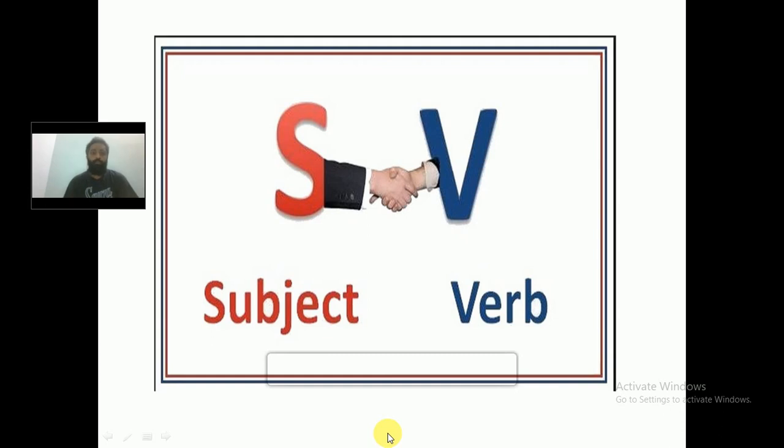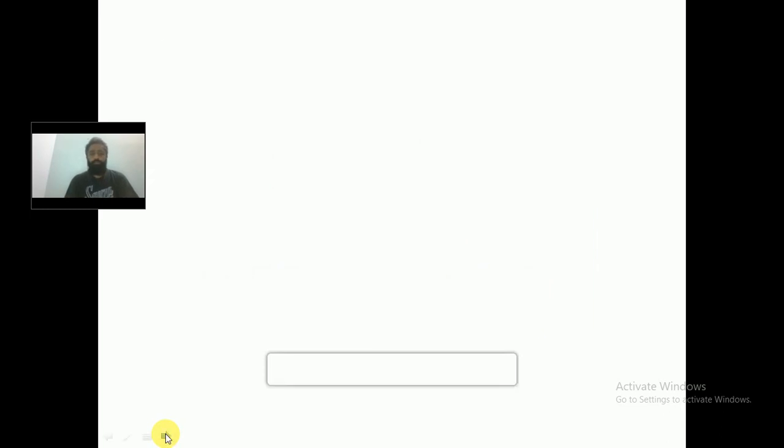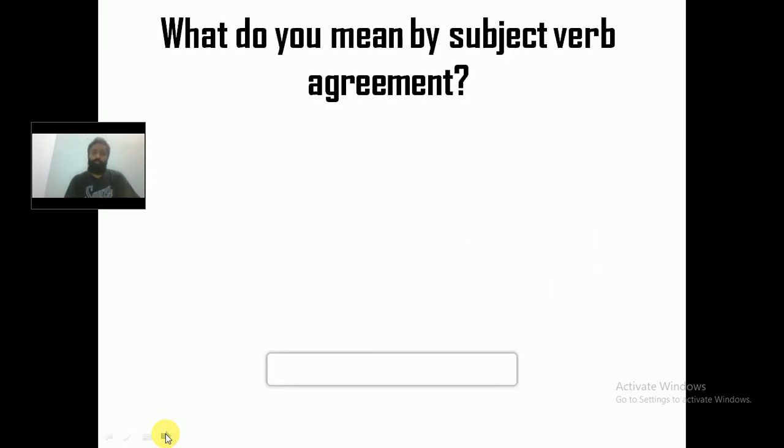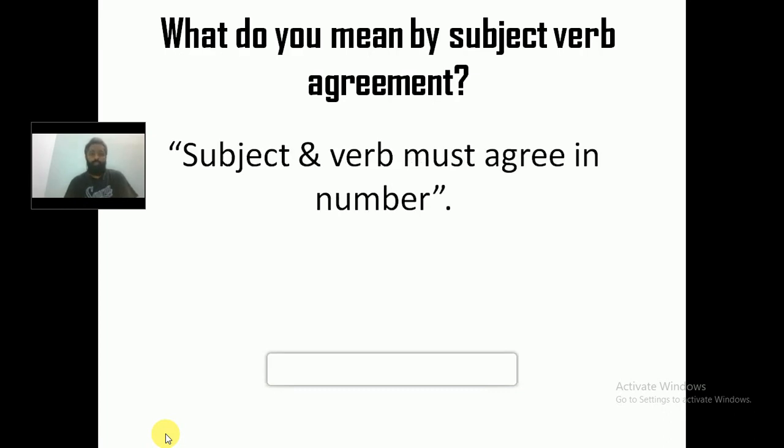So what do you mean by the subject-verb agreement? How do you define the subject-verb agreement? Let's go through the definition of a subject-verb agreement. In simple terms, it means that subject and verb must agree in number. Once again, subject and verb must agree in number. Let's go through an example here.